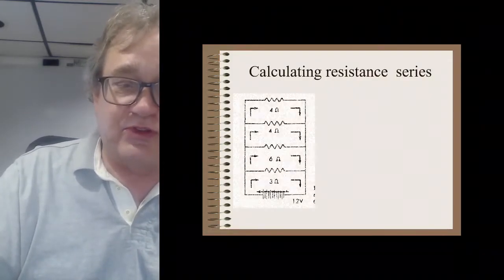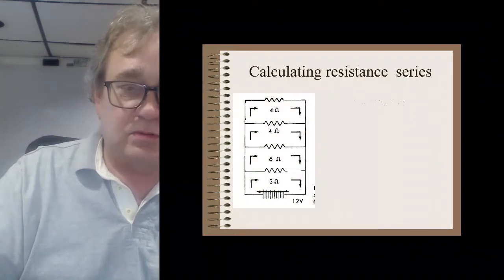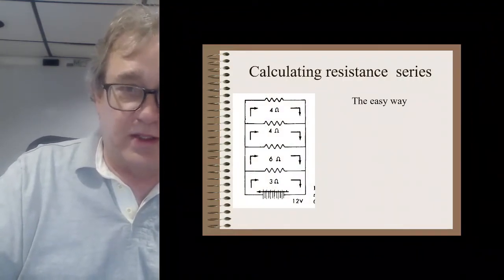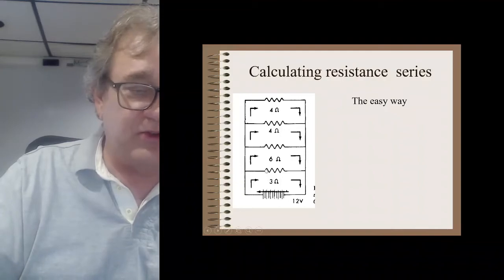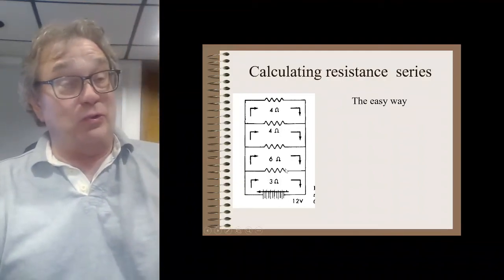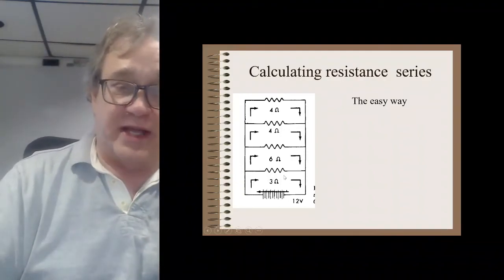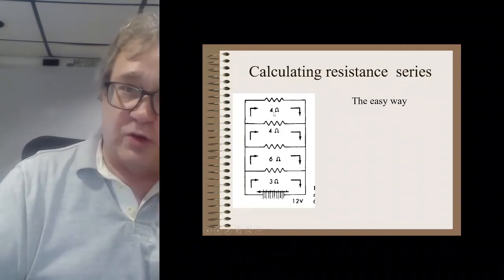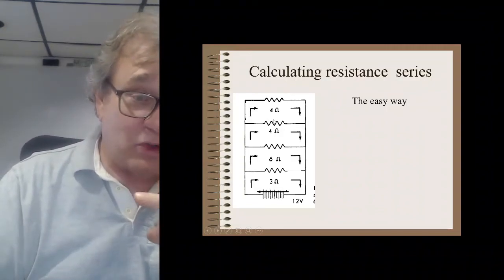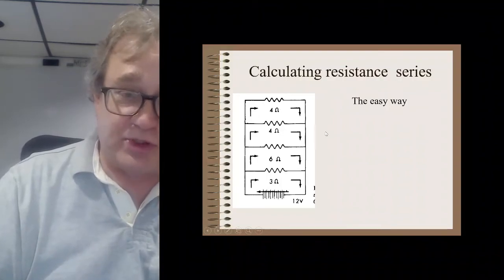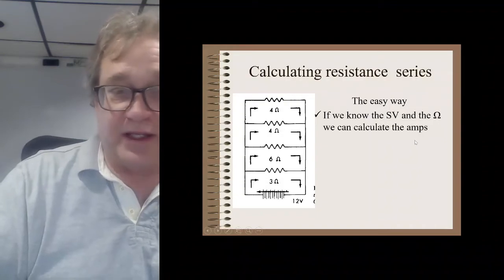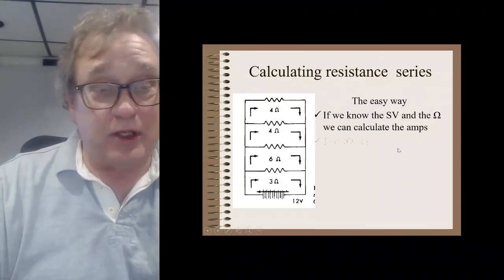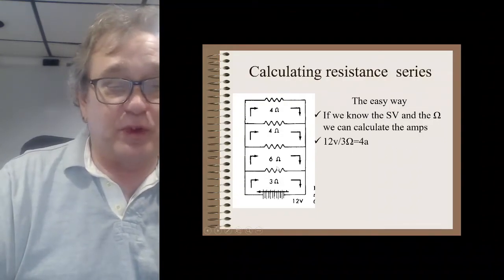So, calculating the resistance in series, the easy way. Because I know this is 12 volts, and this is 12 volts, and this is 12 volts, and this is 12 volts, all I have to do is calculate. I know how many ohms, I know how many volts, back to Math 101, I can figure out the amperage. So if I know source voltage and I know the ohms, I can calculate the amps. So let's do it. Take this one down here.